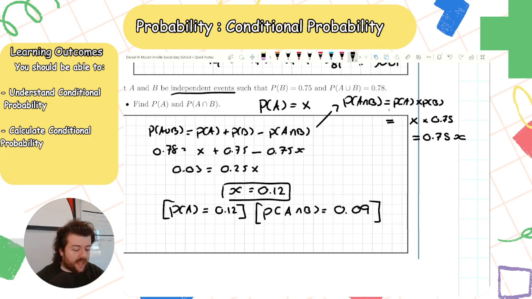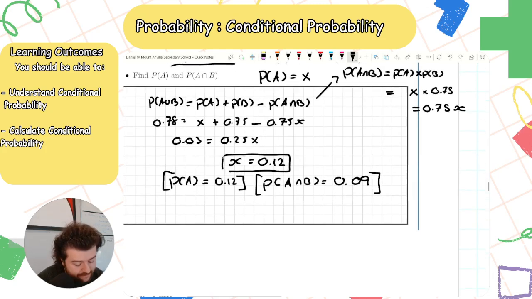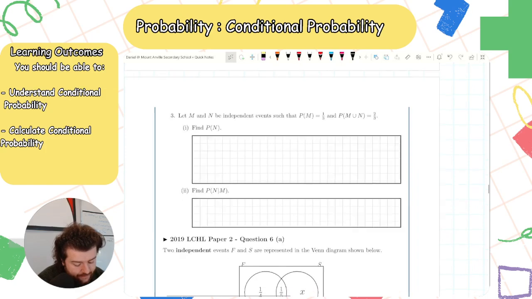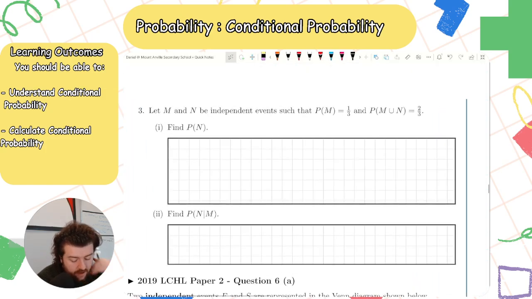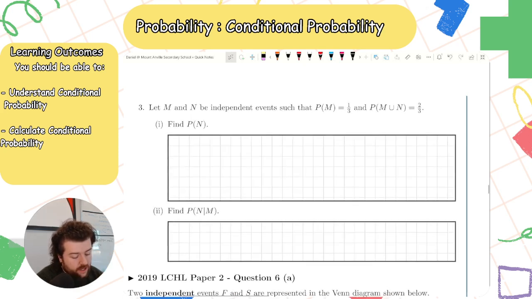Right, because probability A intersection B is 0.75 times. Right. This one here. Let M and N be independent events, such that probability M is 1/3 and probability M union N is 2/3. Find the probability of N. Right? Find the probability of N.